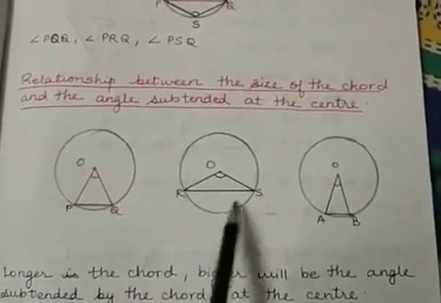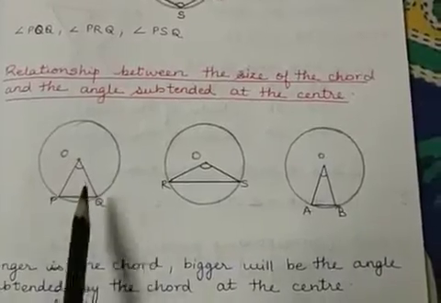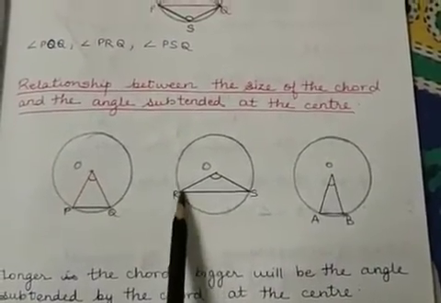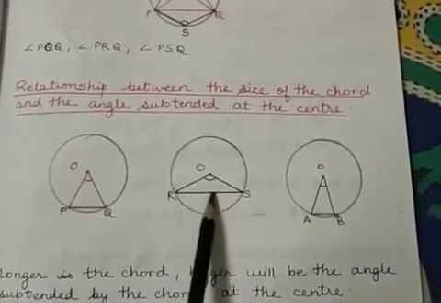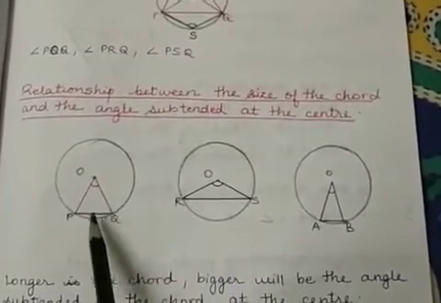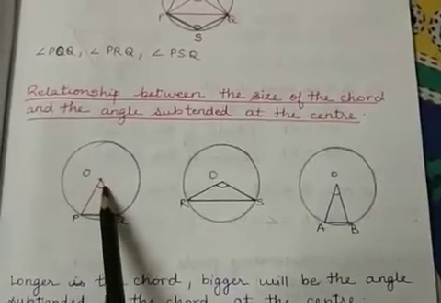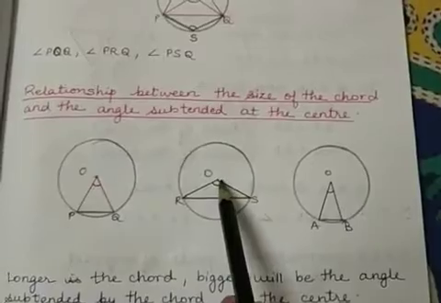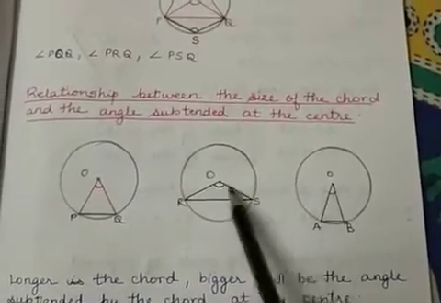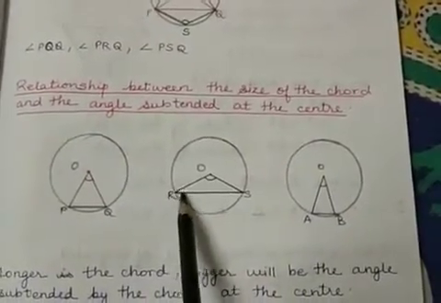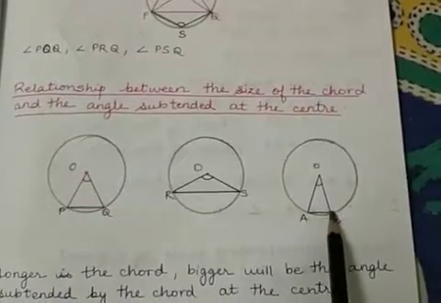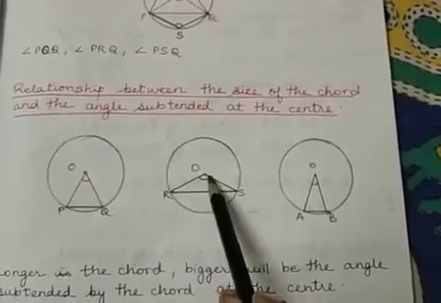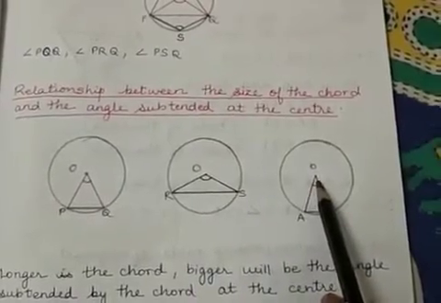Now if you look at all the three figures, you can see that here the length of the chord is smaller than the length of this chord. So this angle, if you see, is smaller as compared to this angle. Again, if you see these two figures, length of this chord is longer than the length of this chord, and also this angle is greater than this angle.